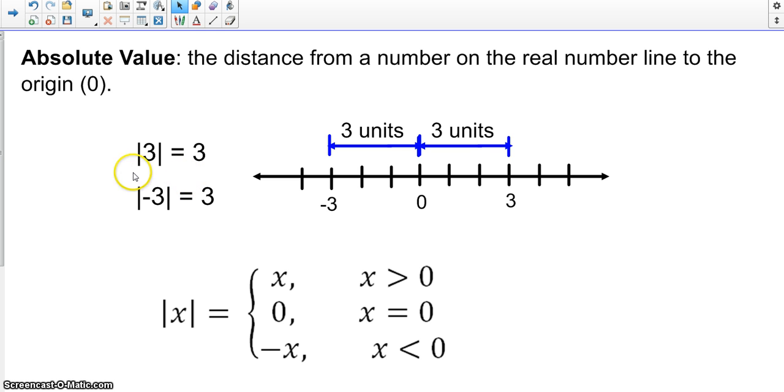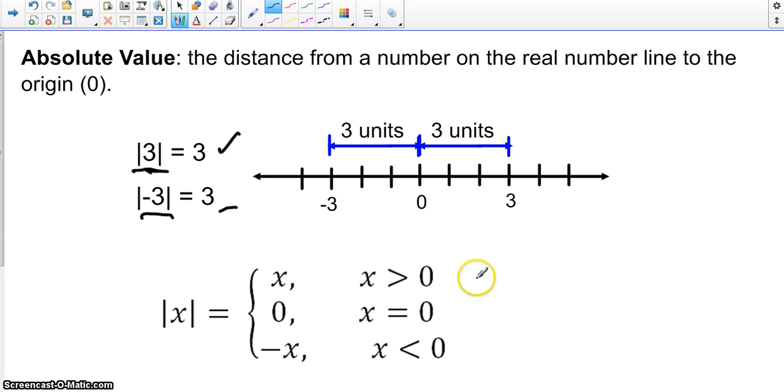And we use these absolute value bars, these vertical bars here, okay? So that is the absolute value of 3, which is equal to 3. That means we're 3 units from the origin. And in the same way, the absolute value of negative 3 is also equal to 3, okay? Because we're also 3 units from the origin. It's a distance, so the absolute value is always positive.